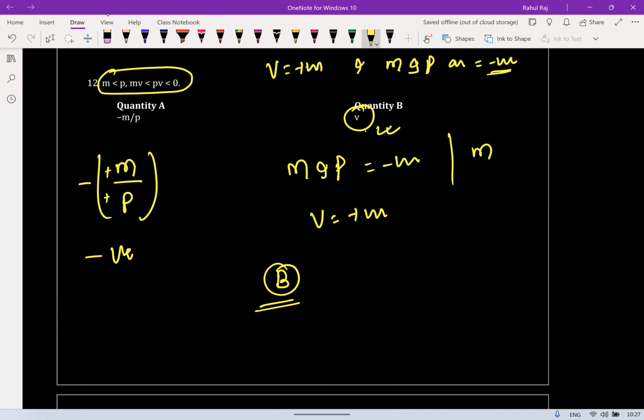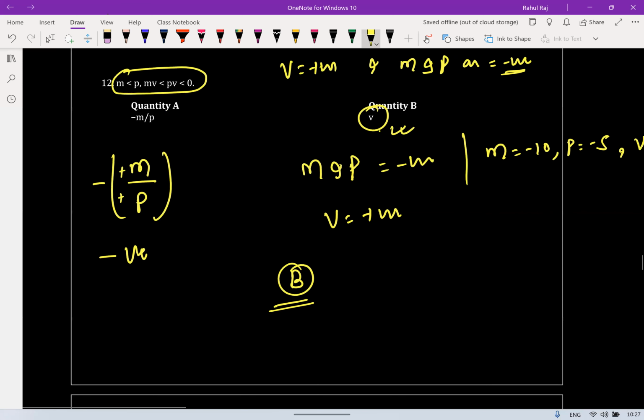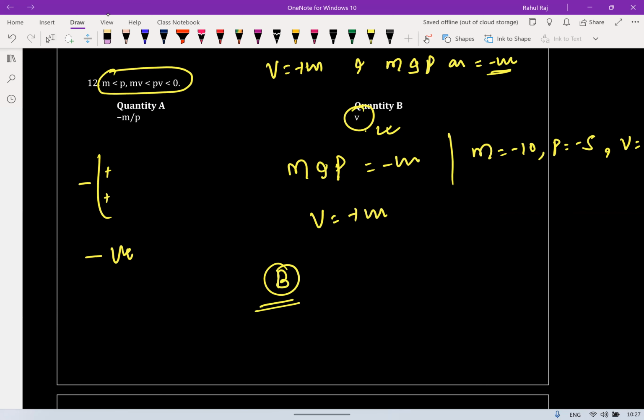So we took M is equal to minus 10, P is equal to minus 5, and V is equal to 1. This is what we took initially, right? Now put here minus M by P. What is M? Minus 10 by minus 5, that is minus 2. This is a negative value, and on the right side we know V is positive. So obviously B will be greater. Am I right? So the answer is simple, but the thought process involved is huge, Alexa.